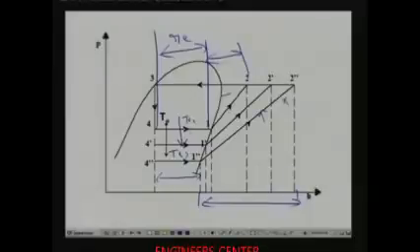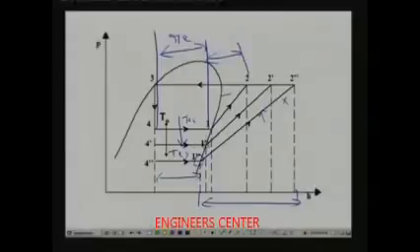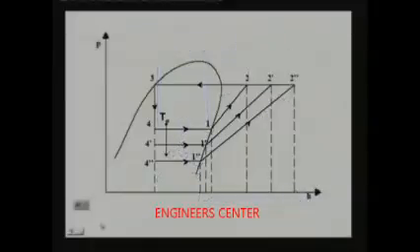So, you can see that as you are reducing the evaporator temperature, refrigeration effect is reducing and work of compression is increasing. In addition to that, you can also see that since the pressures are reducing, the specific volume at this point increases gradually. So, what is the conclusion?